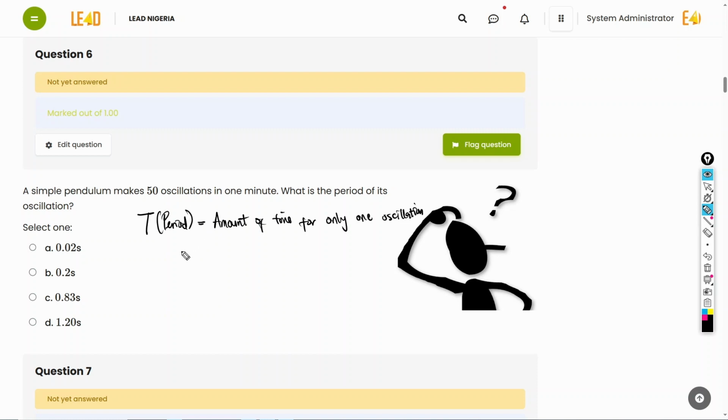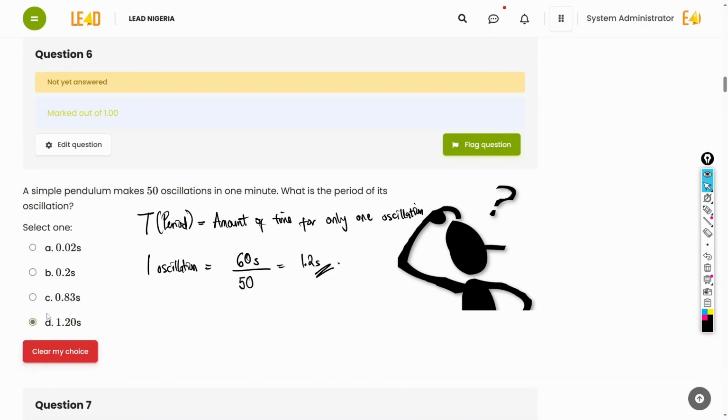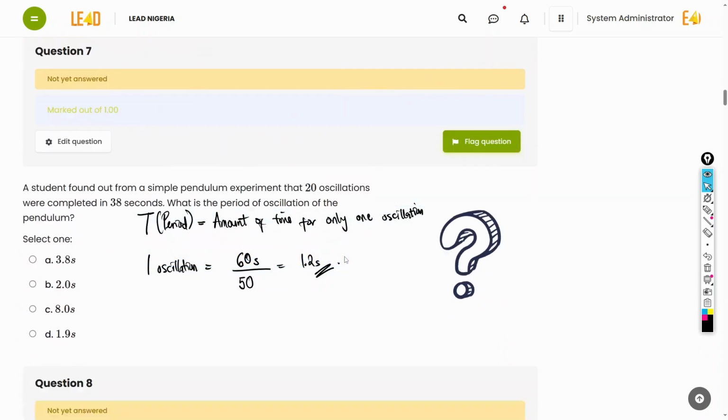So 50 oscillations in 60 seconds, right? So how many seconds will it take for one oscillation? So for one oscillation, it's going to be time, that's 60 seconds over 50. So how long did it take for 1? So that would be 60 divided by 50 gives you 1.2 seconds. The correct answer is that. That's question 6.